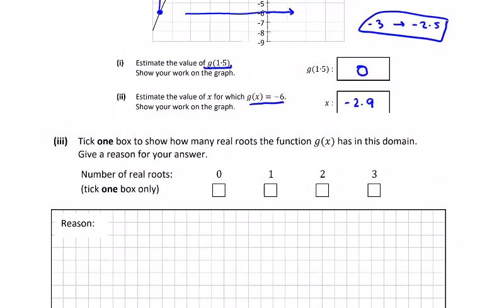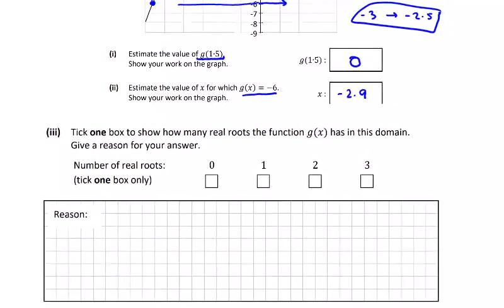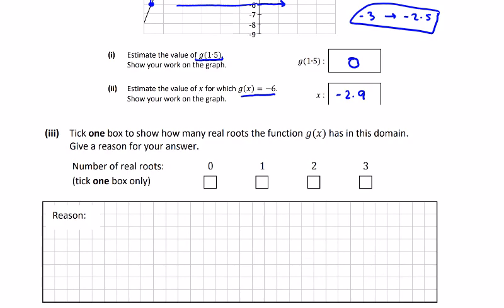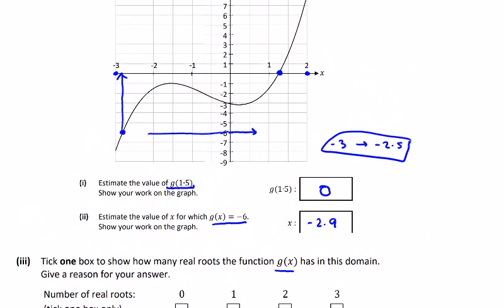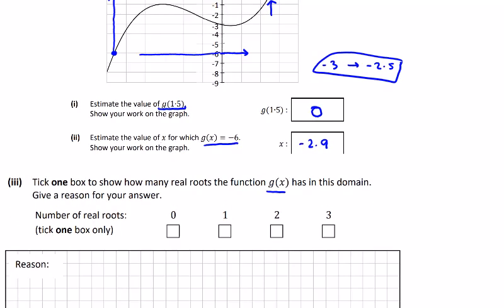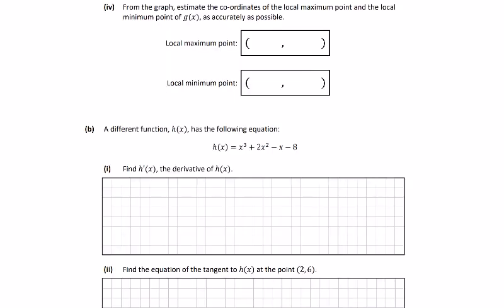There's only 10 marks for 4 parts in A. Tick one box to show how many real roots the function has in the domain. Give a reason, so how many times does it cross the x-axis? You can see just one real root here. Just one. Crosses x-axis once. And it was 10 marks for 1 to 3, 5 for 4.